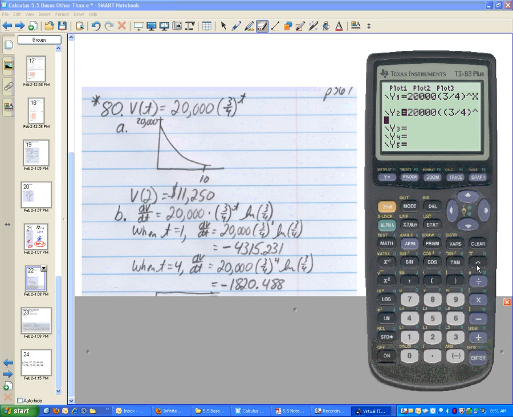To the x times the natural log of 3/4. I wonder what my window needs to be now. I want to go back to standard and see what happens.